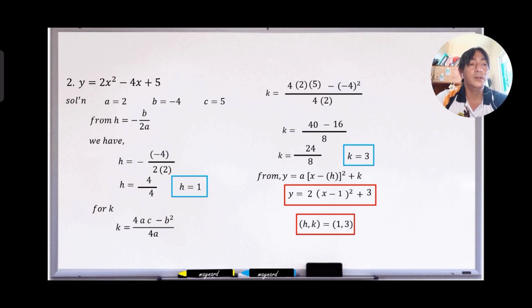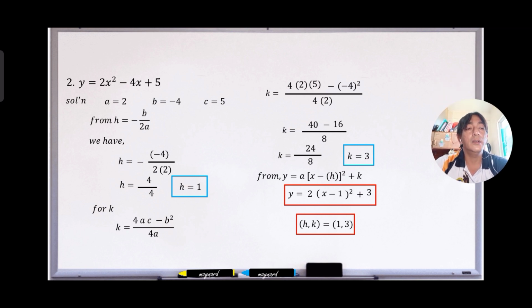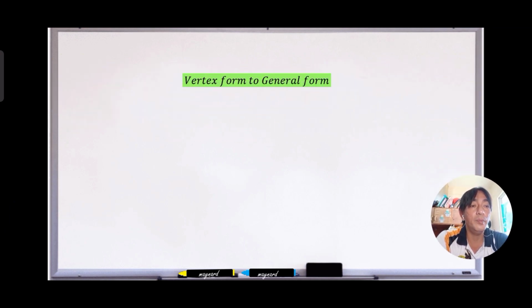Okay, so, ganyan mag-convert ng general form to vertex form. You just use the formula for finding h, substitute mo lang yung value ng ABC, and then ganun din sa k, gamitin mo lang yung formula na nakasulat dyan sa baba. Okay, so punta naman tayo dun sa ang given ay vertex form, papunta namang i-rewrite natin papuntang general form. Okay, so we have now the vertex form to general form.